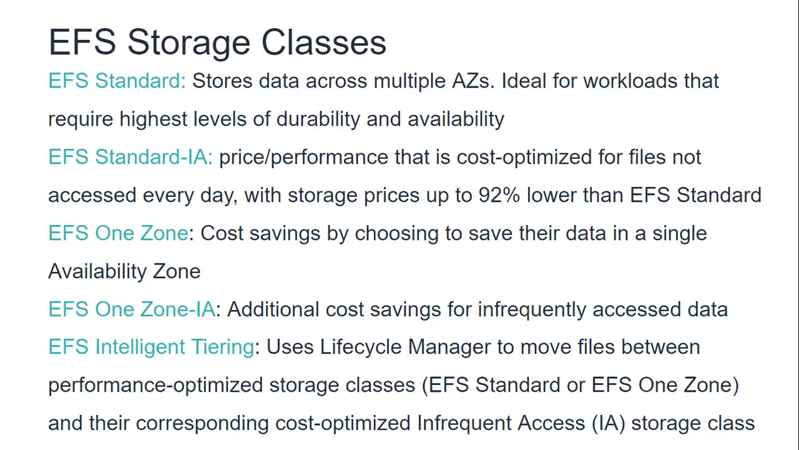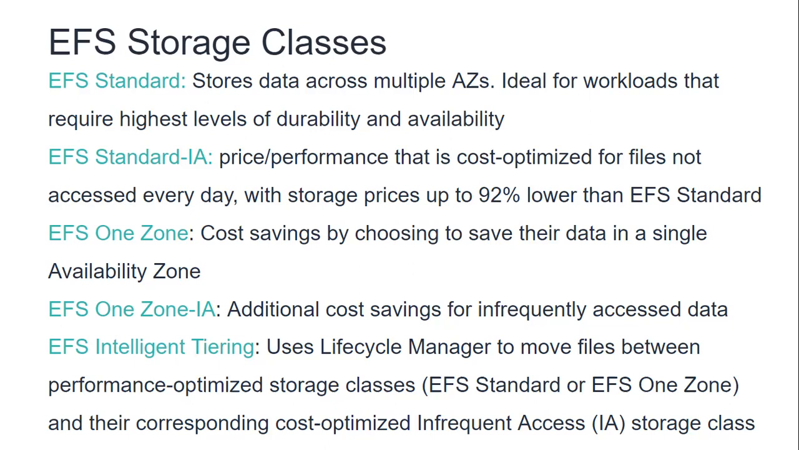Standard Infrequent Access is similar to the standard. However, with Standard IA, you are not going to access it every day, right? You may access your data just once a month. So you can save on the EFS Standard. Your data will still be stored across multiple availability zones. However, it is stored such that you do not access it frequently.